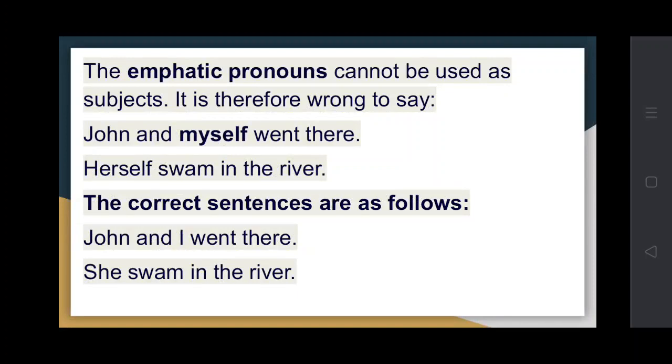Now note that the emphatic pronouns cannot be used as subjects. It is therefore wrong to say John and myself went there, or Herself swam in the river. So what should be the correct sentence? It should be John and I went there. She swam in the river.